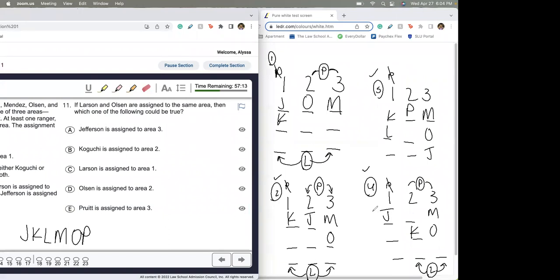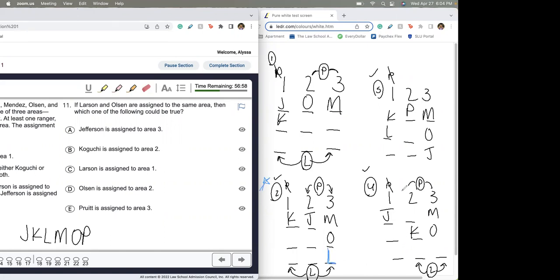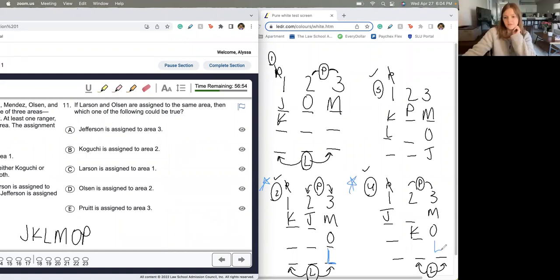L and O. And 2. Yeah. And what about 6? Yeah. Because L is still flip-flopping, we have a spot to put it in there.